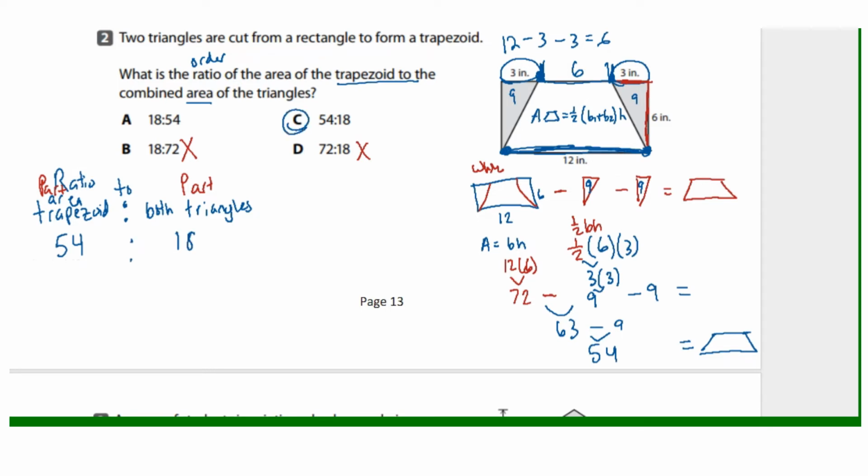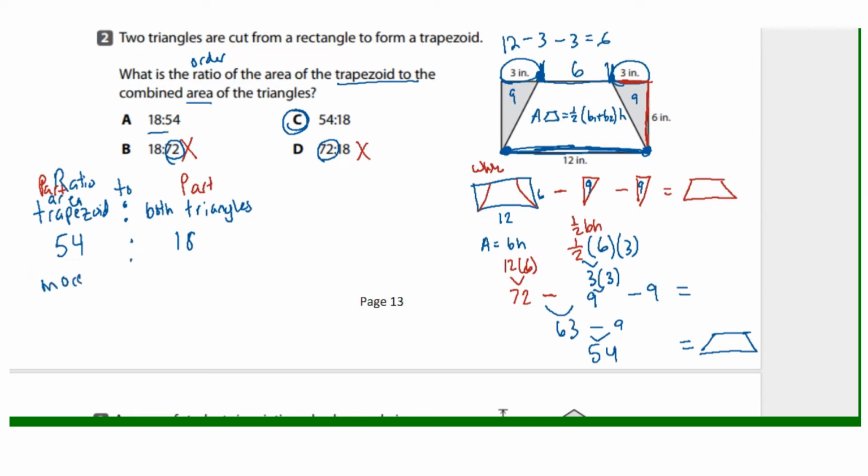Now this is how you could have done this without doing any math and without thinking too hard. You know the whole is 72. So we eliminated B and D because we're looking for two parts, and the two parts should be lower than the whole. So we eliminated B and D for that alone. And then we can look at the shape of the triangles and the trapezoid, and recognize that the trapezoid takes up more square units.